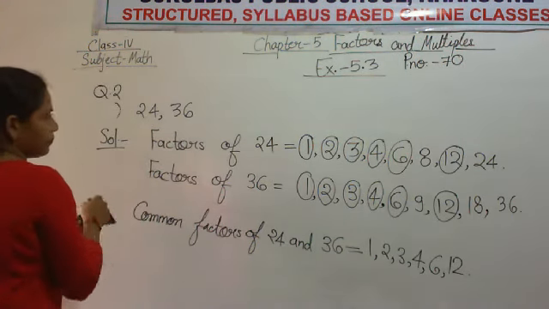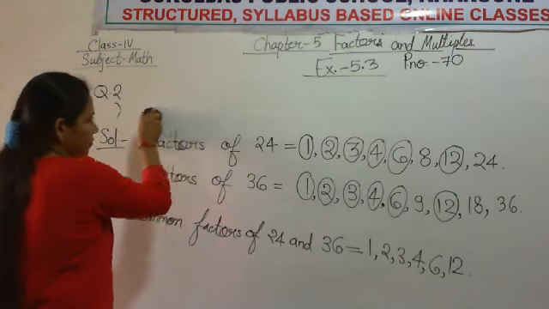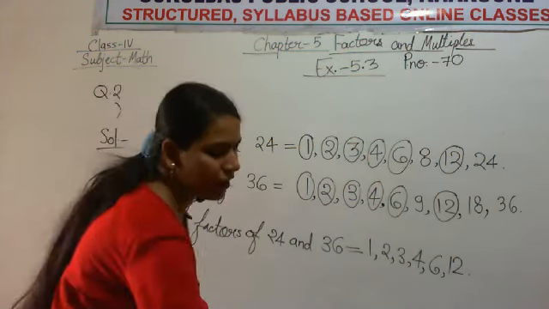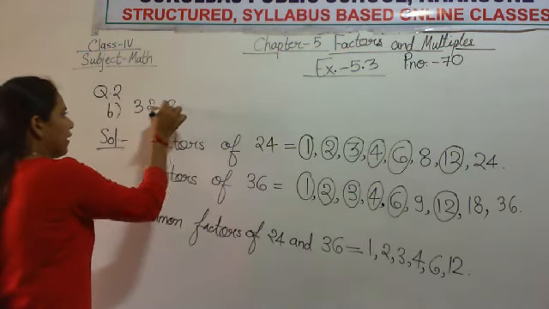Now B, two numbers are given. What are the numbers? One is 32 and another one is 8.